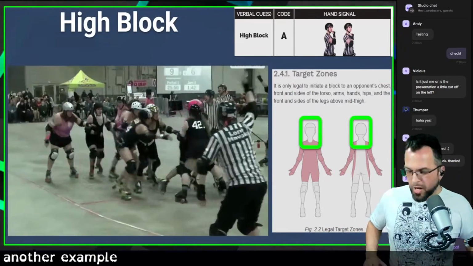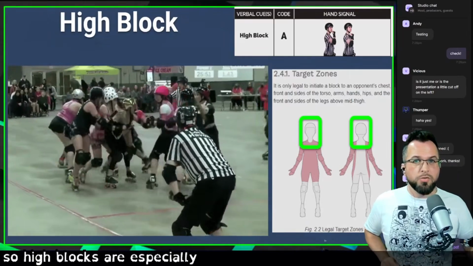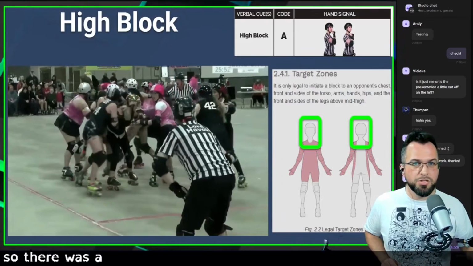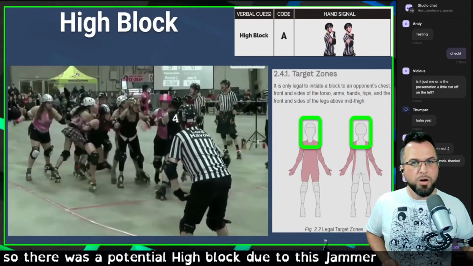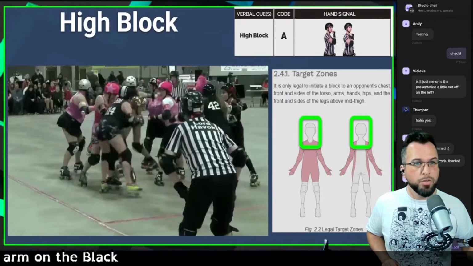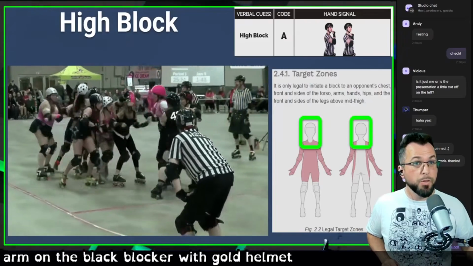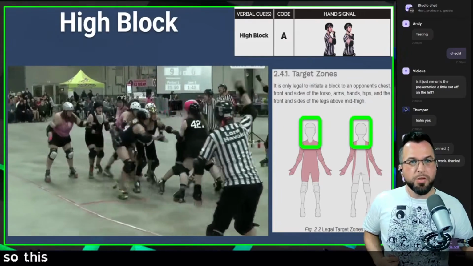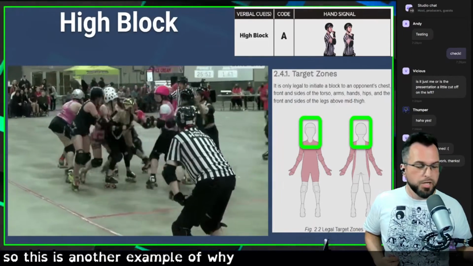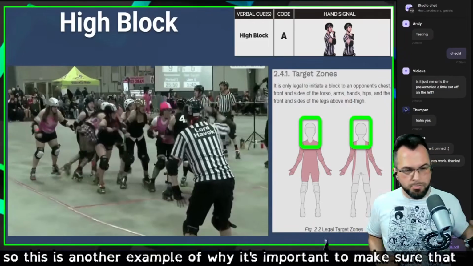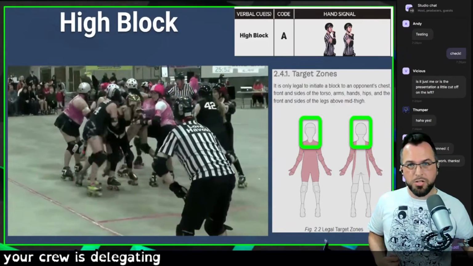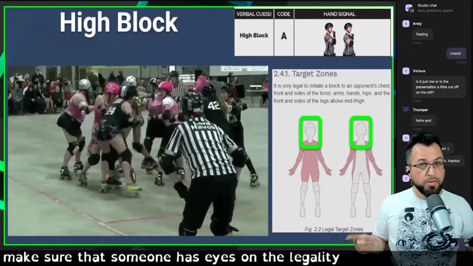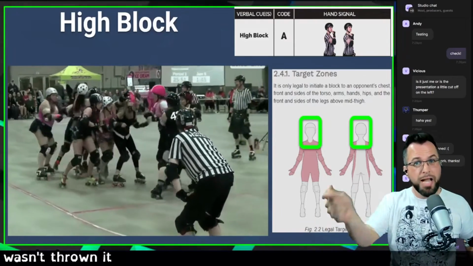Another example. So high blocks are especially important to look for during star passes. There was a potential high block due to this jammer laying their arm on the black blocker with gold helmet on their head. You can see as they're passing it, they're kind of on that person's head. So this is another example of why it's important to make sure that your crew is delegating where people's eyes are. You need to make sure that someone has eyes on the legality of the handoff. It wasn't thrown, it wasn't dropped, it was an actual handoff.